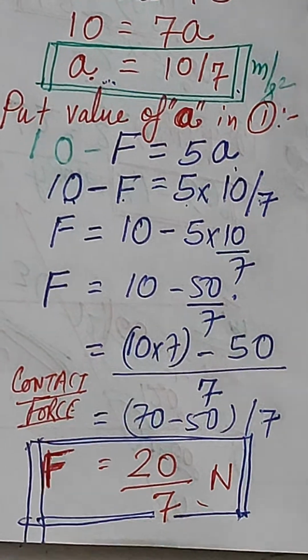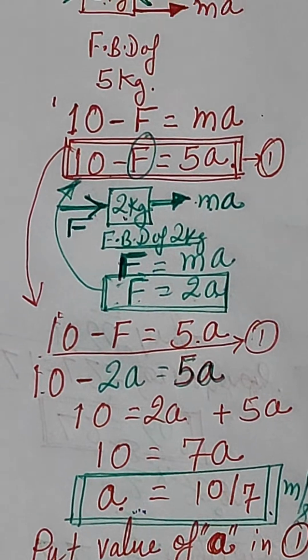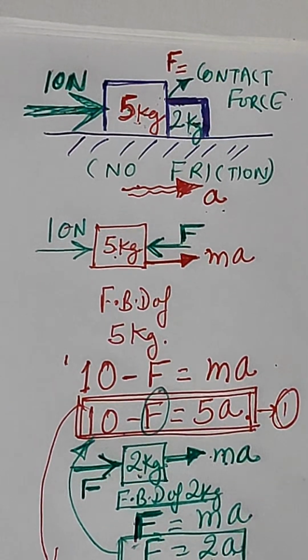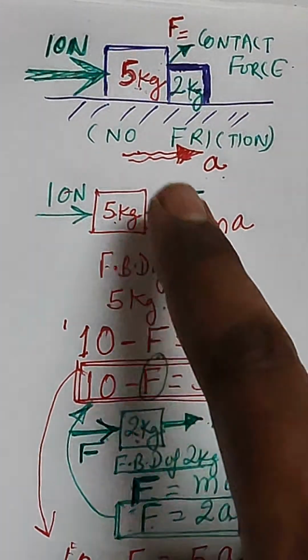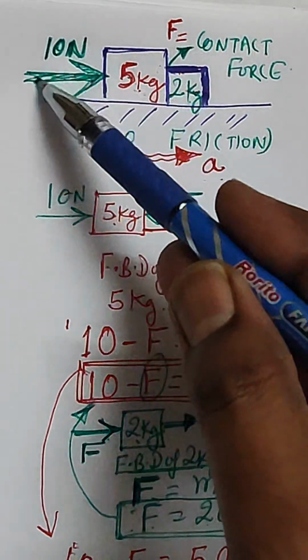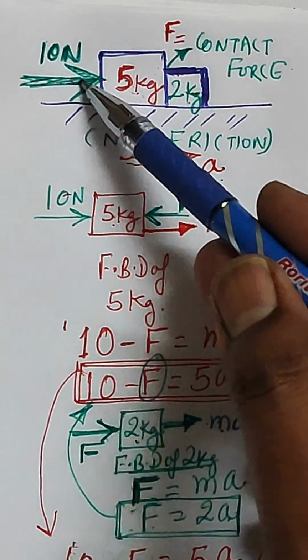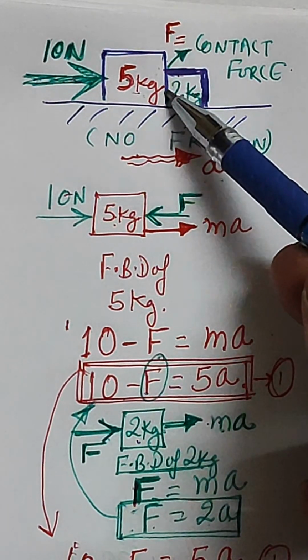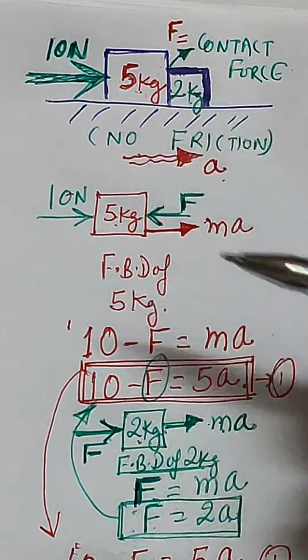Yes, I hope you understand the solution. So from the very beginning, let me explain it again. This was the arrangement: 5 kg and 2 kg, two blocks were there. A 10 Newton force was applied on it. So the contact force we need to calculate in the shown arrangement.